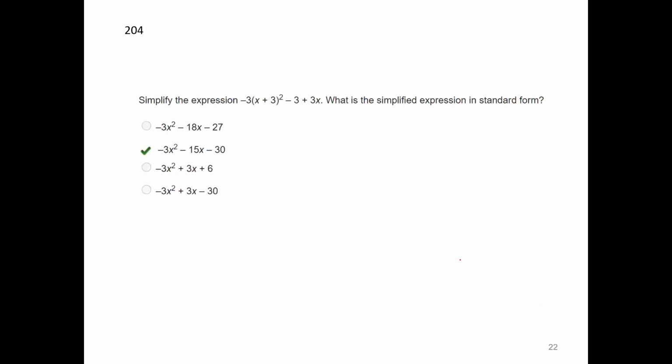204. Simplify this expression. What is the simplified expression in standard form? So first thing you want to focus in on is this part right here, okay? That is an x plus 3 times an x plus 3. If you FOIL it, it is x squared plus 6x plus 9. So that's the first thing.